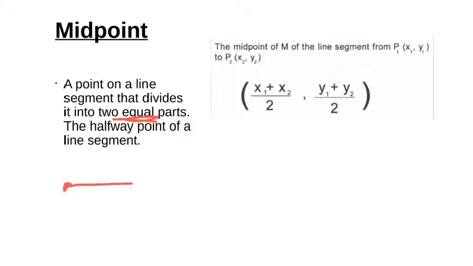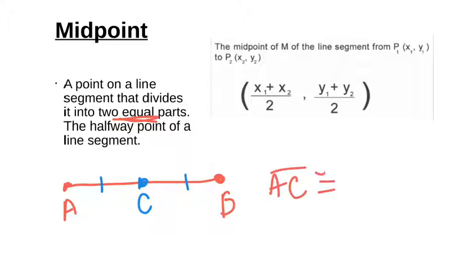So if I take line segment AB and I put a midpoint in there, say it's C, then that means that both of these pieces are congruent. So AC would be congruent to CB.